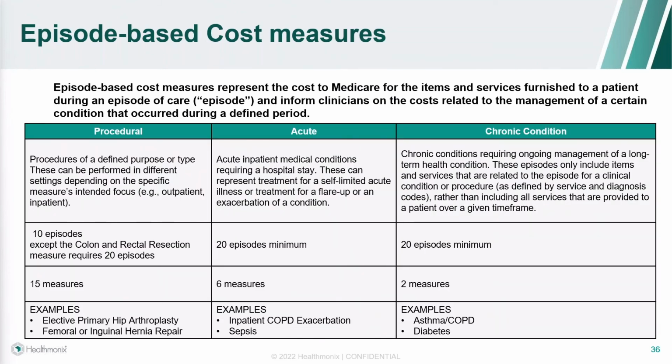Episode-based measures have minimums that need to be met in order for those measures to be attributed to a clinician or to a group. You can see here the number of episodes that have to happen within the year in order for this to be attributed. And I've shown a couple of examples here at the bottom.